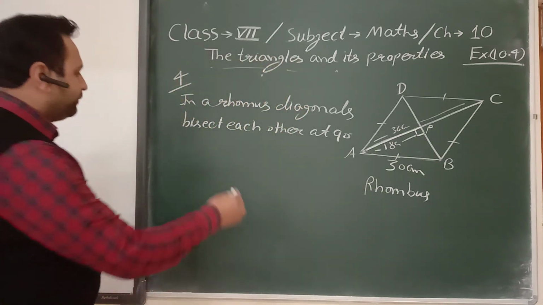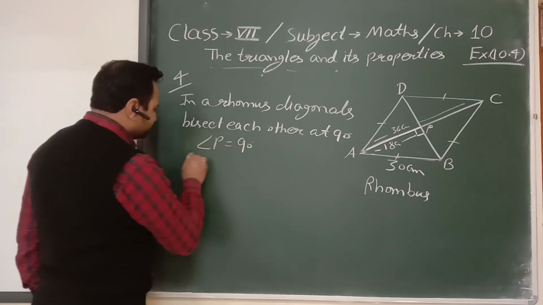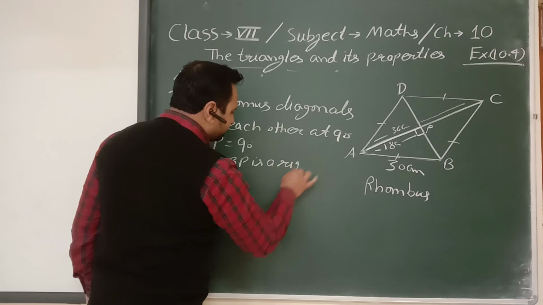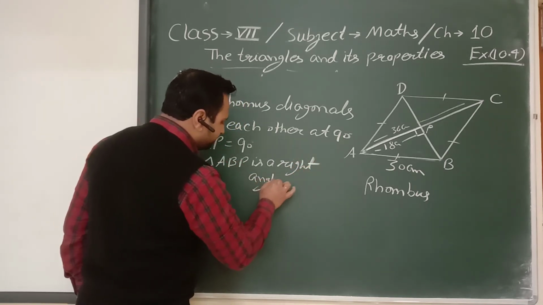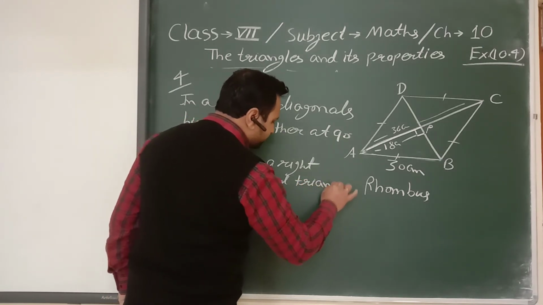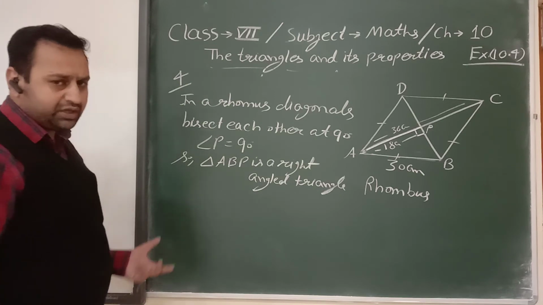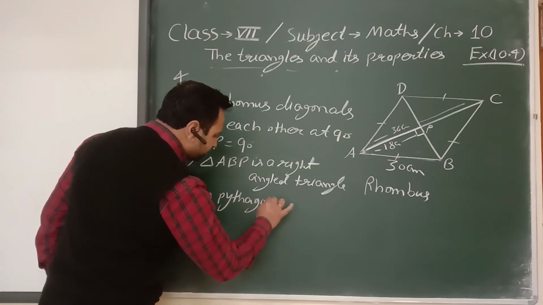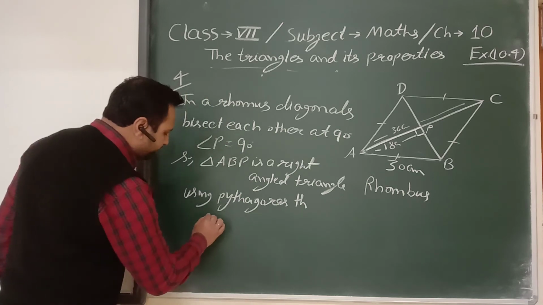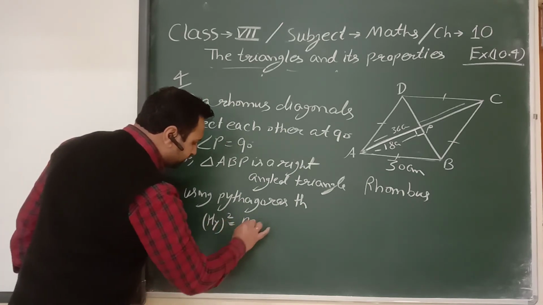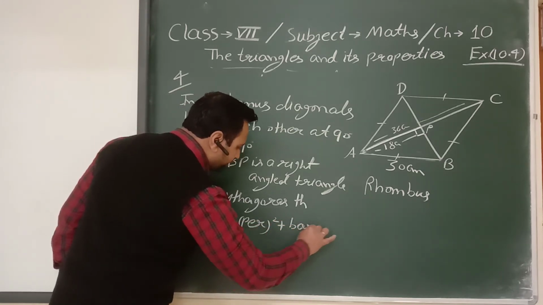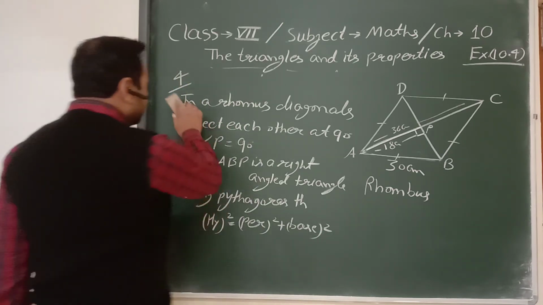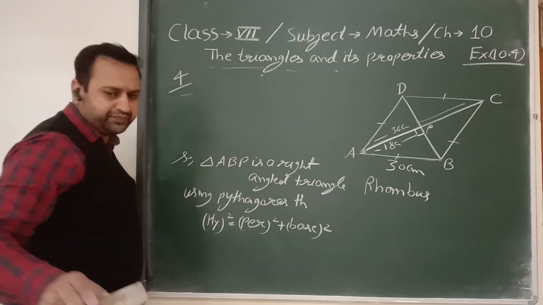So now in triangle ABP, angle P is 90 degree. So triangle ABP is a right angled triangle. And if it is a right angled triangle, we can use Pythagoras theorem. So using Pythagoras theorem, and what is the Pythagoras theorem? Hypotenuse square is equal to perpendicular square plus base square. I again repeat, in a right triangle the side opposite 90 degree is called hypotenuse.